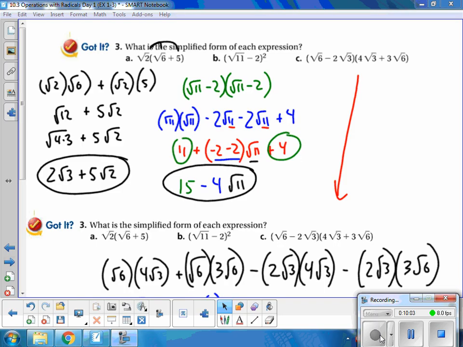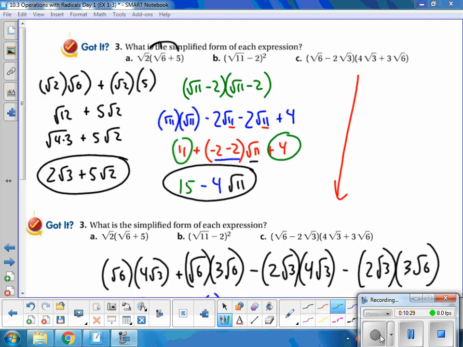All right, let's take a look. For problem A, 3A, that one actually was pretty quick, just distributing that out, factoring out the 12, and I found out that there are no terms to combine, so 2 times the square root of 3 plus 5 times the square root of 2 is my simplified answer. Because again, the main thing we're looking for is the simplified form, and sometimes you cannot combine everything.